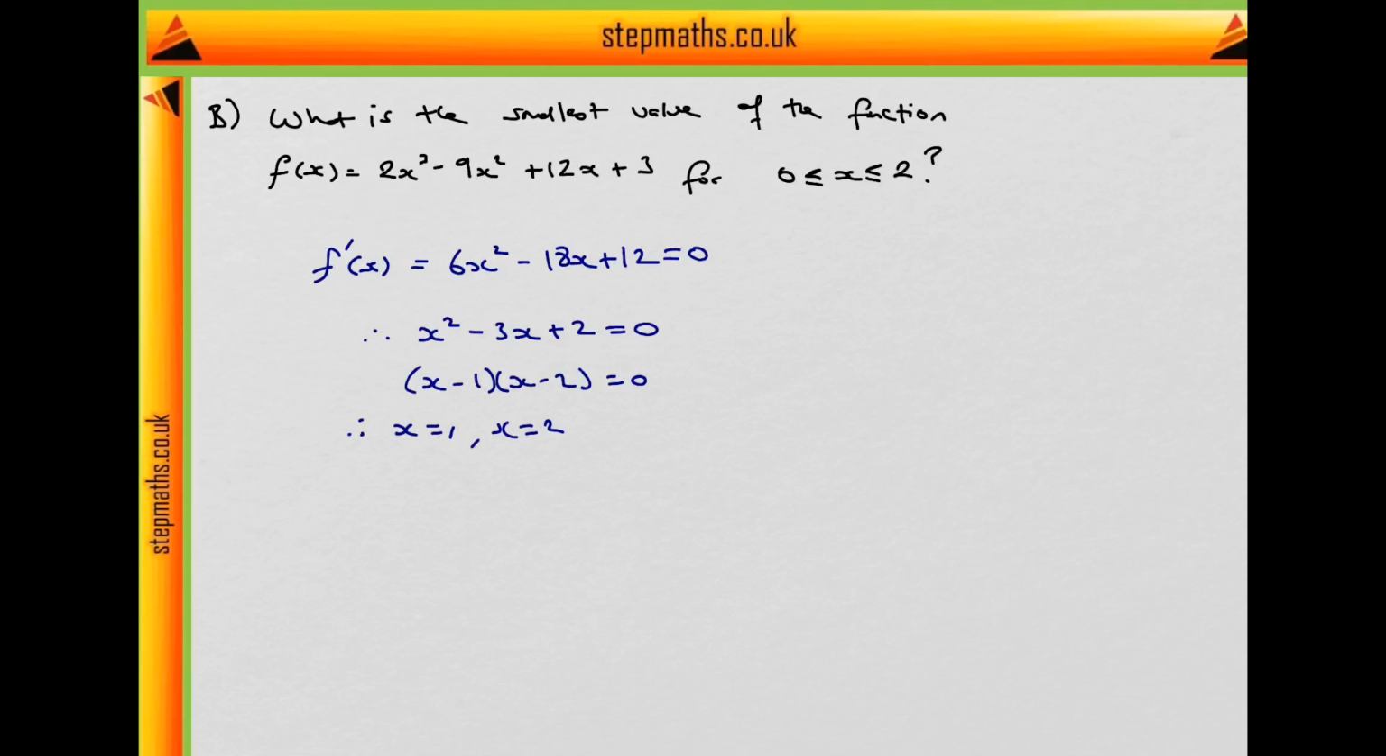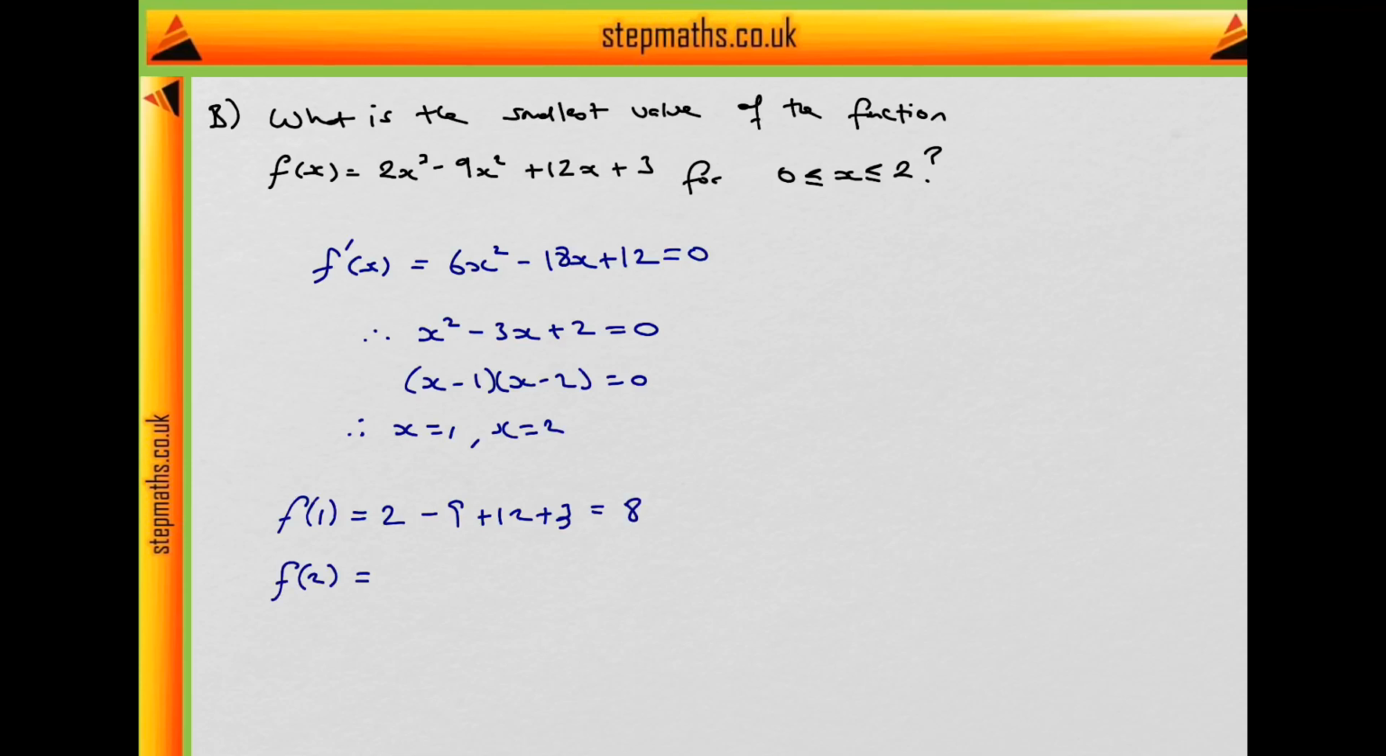Okay, so we could check which is a minimum and which is a maximum, but it's not really necessary here because we're asked to find the smallest value of the function. So we can simply plug them into f of x and pick the smallest one. So what's f of 1? Well, that's 2 times 1 minus 9 times 1 plus 12 plus 3, which is 2 plus 3, 5, plus 12, 17, minus 9, 8.